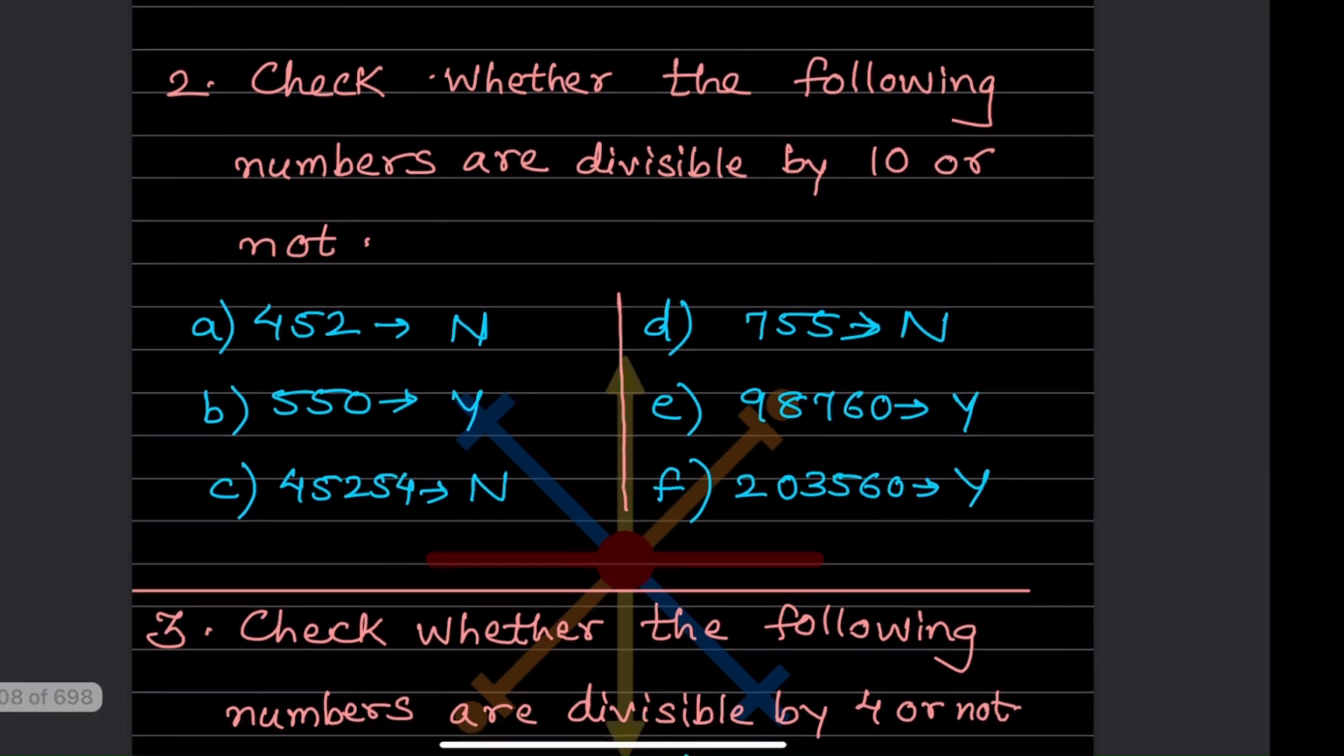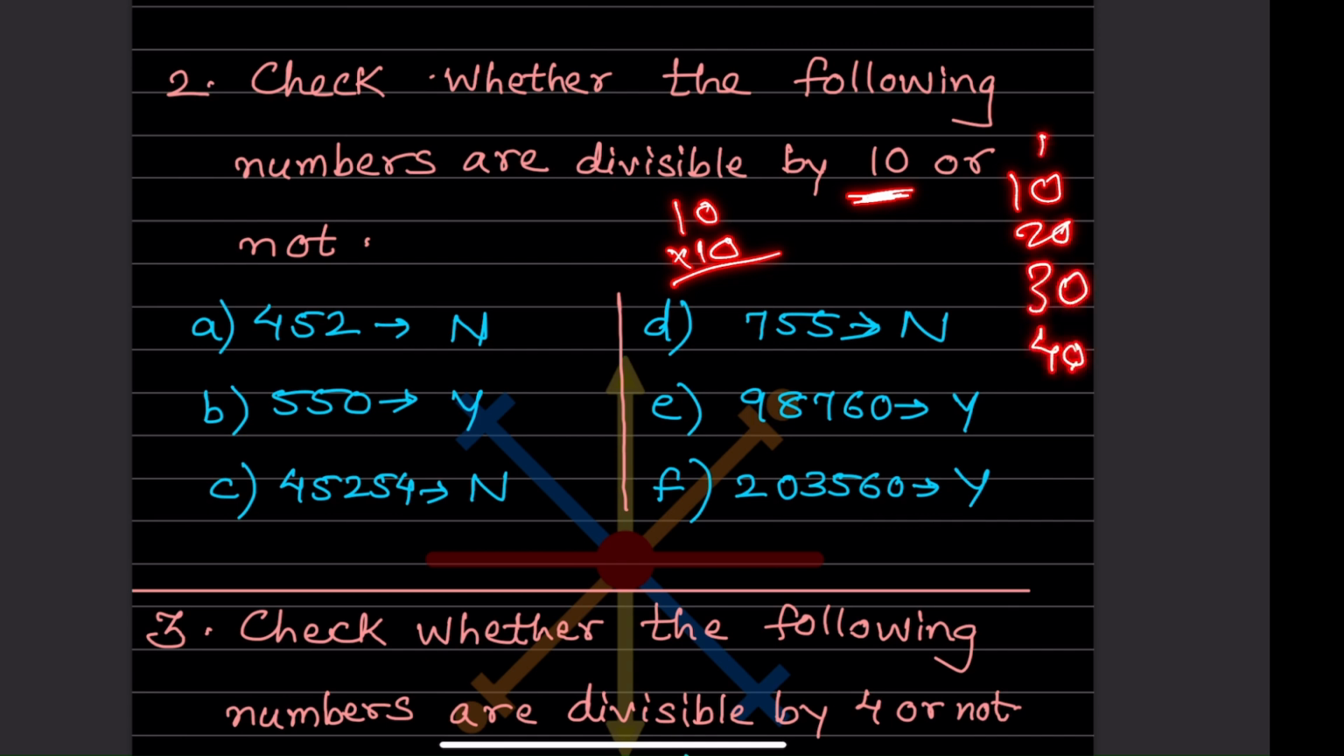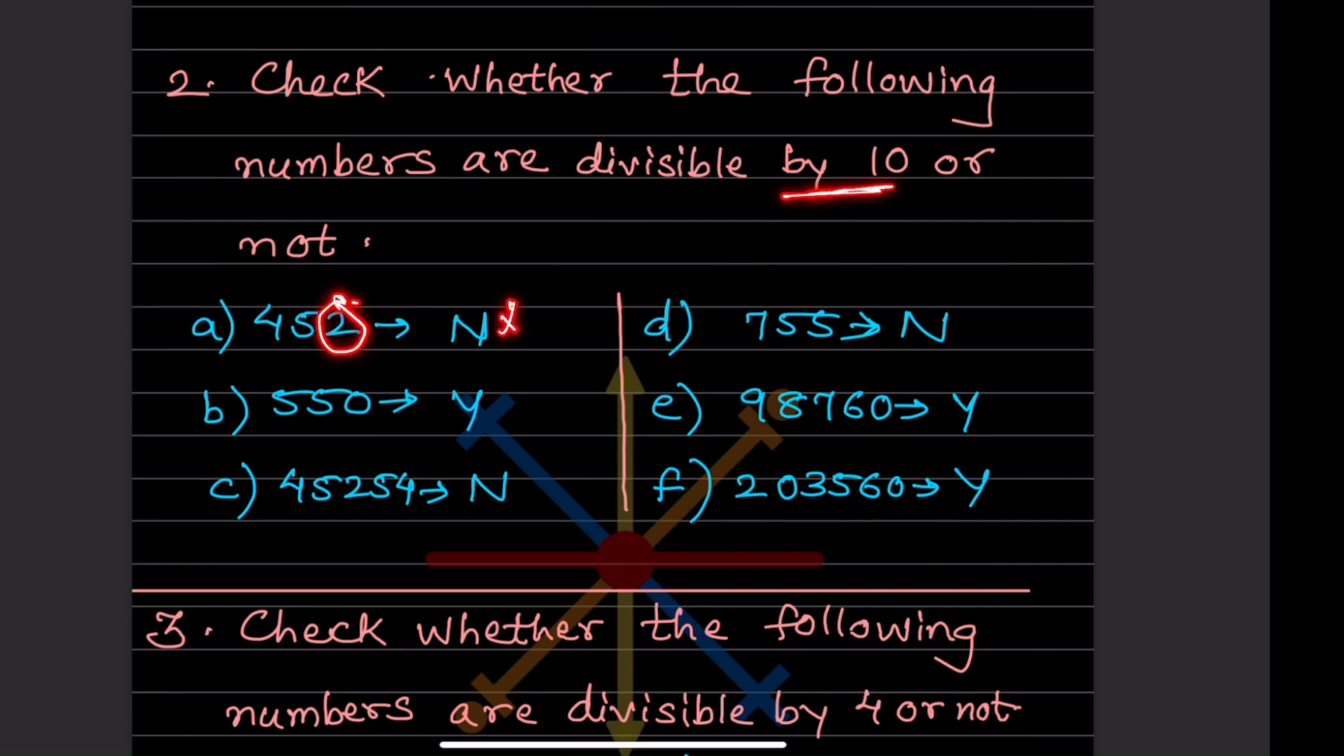So here they said, check whether the following numbers are divisible by 10 or not. One way to remember it: whenever you multiply by 10, that is the 10 times table, everywhere you see the ones place, or we can also call it the units place, that is 0. So this is one of the simple ways to tell whenever a number is divisible by 10. So you will see at this one, this is not, this is yes, this is not, this is not, this is yes, and this is yes.